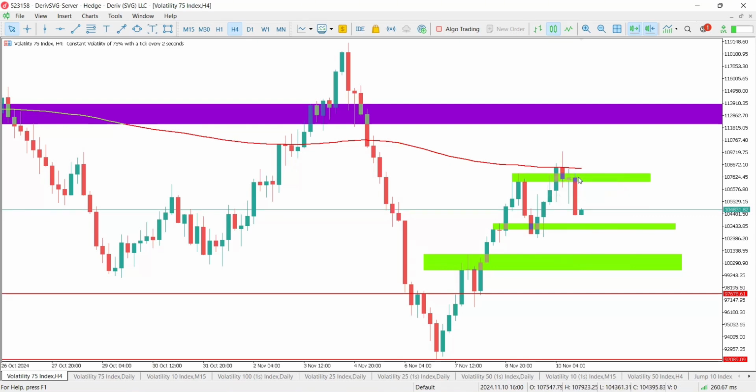So we had the false breakout. The market reacted to this level and closed. We would have taken a trade here, but since I'm just making analysis now, this opportunity has gone. So I'm going to be waiting for the next one.